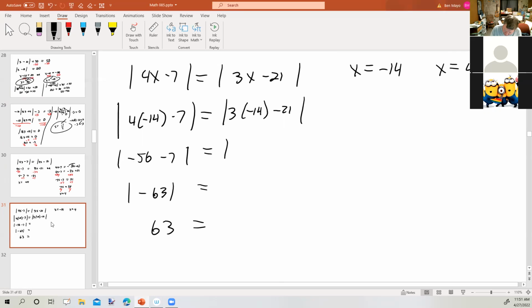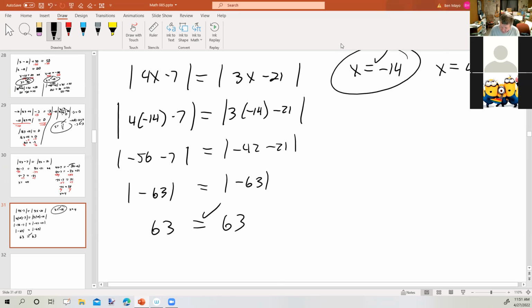3 times negative 14 would be negative 42. Negative 42 minus 21 is negative 63. The absolute value of negative 63 is 63. So the first one checks. Okay. Let's try x equals 4.